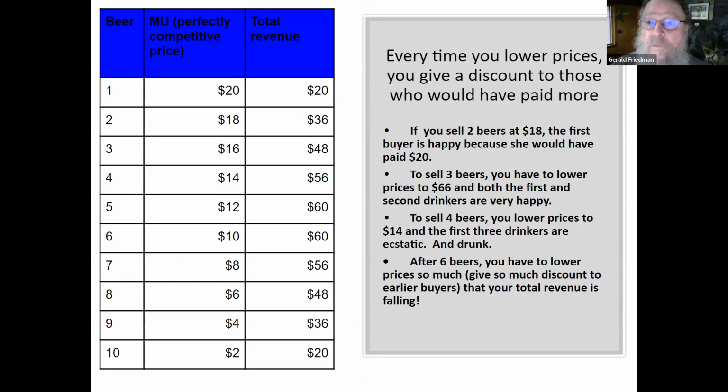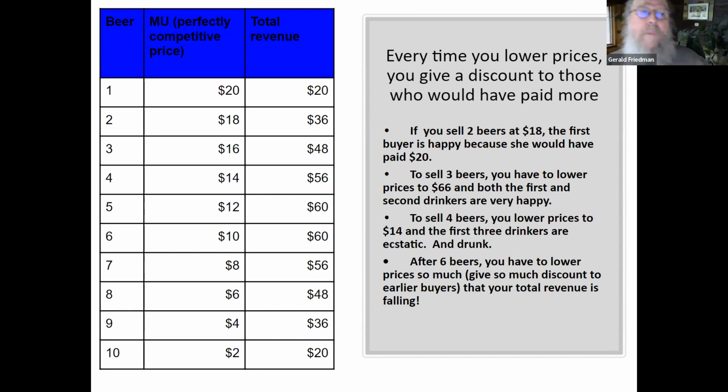Every time you lower prices, you're giving a discount to those who would have paid more. If you sell 2 beers for $18, $36 total revenue, what do you do to sell the third beer? You lower the price to $16. So you're selling beer at $16, but how much extra revenue do you get? What's your marginal revenue? $12, because you gave a discount to the first two people.